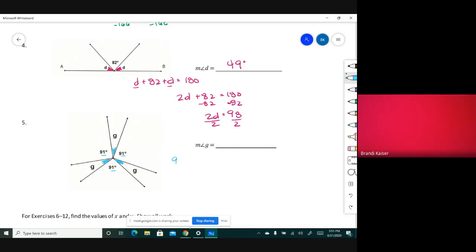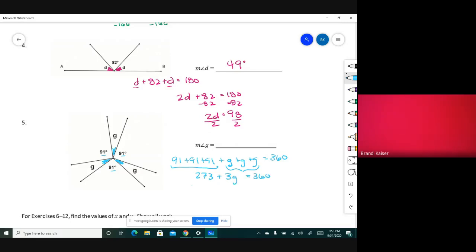So that gives me 91 plus 91 plus 91. There's 3 of those. Plus G plus G plus G should all add up to 360. Okay, so combine like terms. 91 plus 91 plus 91 should equal 273. G plus G plus G, that should total 3G.